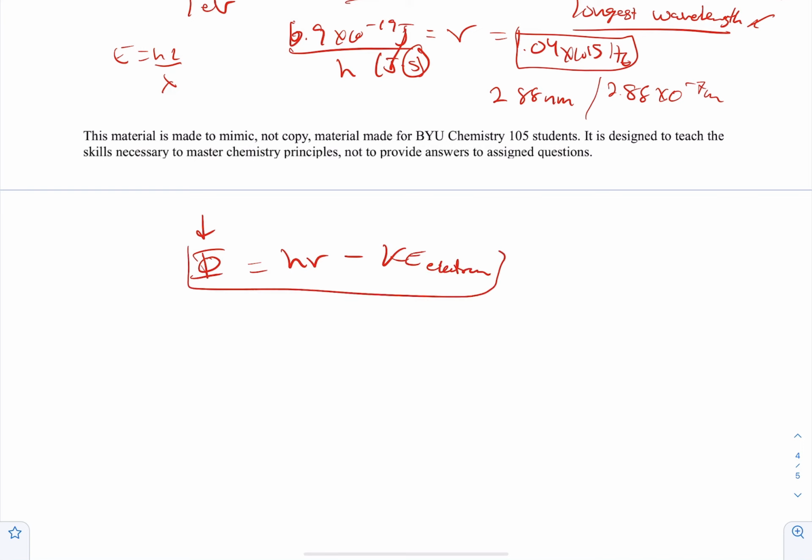Okay, and you'll use this equation mostly for exam 1. You'll want to know that h nu is the energy of the one photon, energy per photon. And then this is the kinetic energy of the electron, and this is the work function, which is always in terms of joules as well, so in joules.